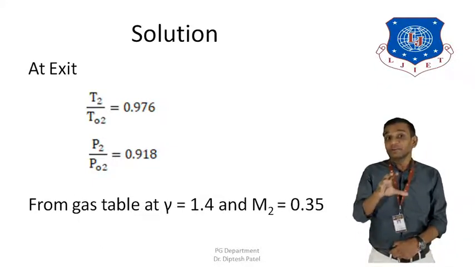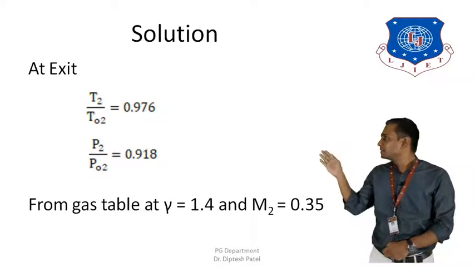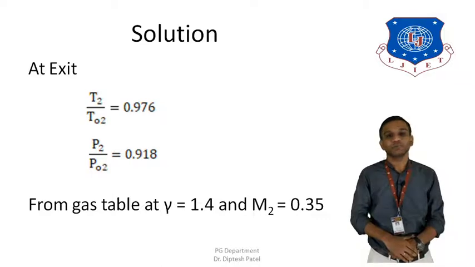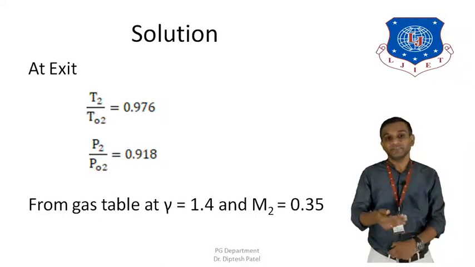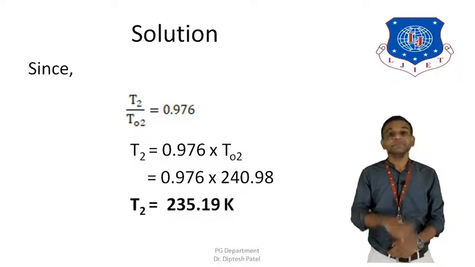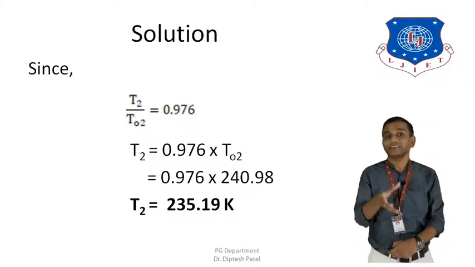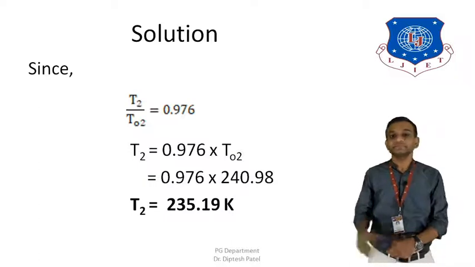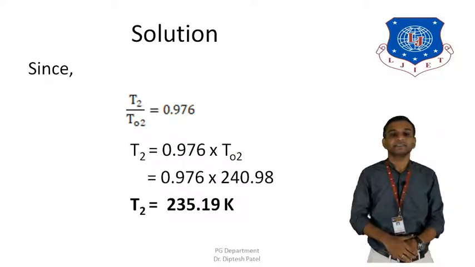So we know that gamma is equal to 1.4 and the Mach number is equal to 0.35. I'm going to refer to these two references and find the values of the ratios of temperature and pressure from the gas table, and therefore T2 upon T02 is 0.976 and P2 upon P02 is 0.918, which we have taken from the gas table.